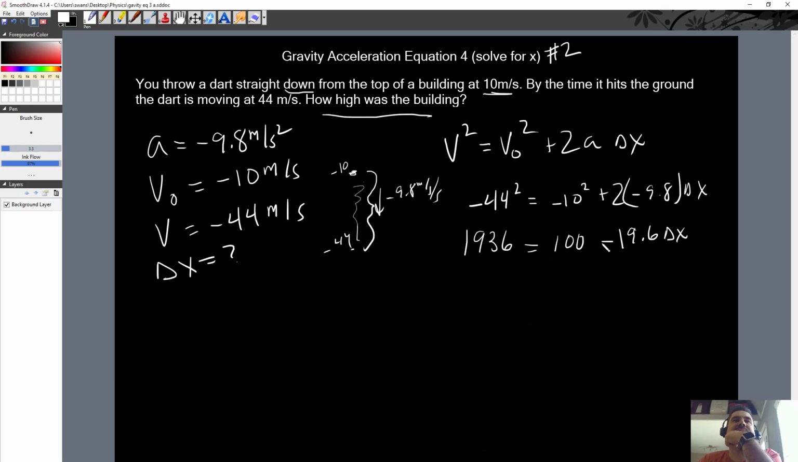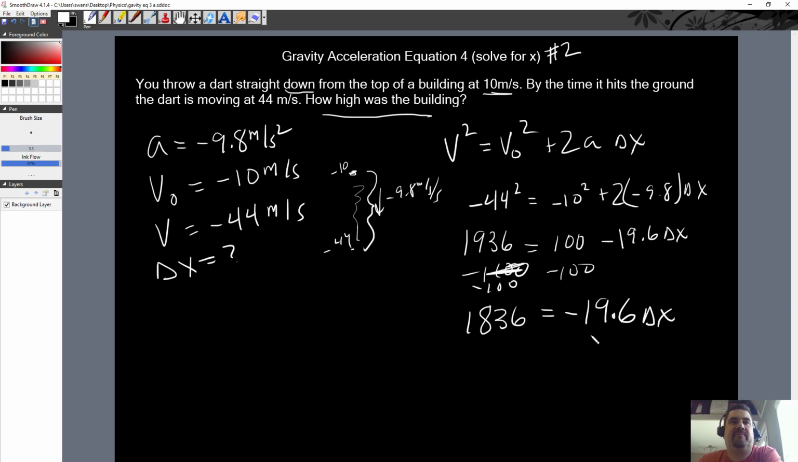1936. And what do we do next? Let's get rid of this thing here. Take away 100. That's 1836, which is equal to negative 19.6 delta x. Now let's divide by negative 19.6, and it's going to be a negative number, which makes sense.